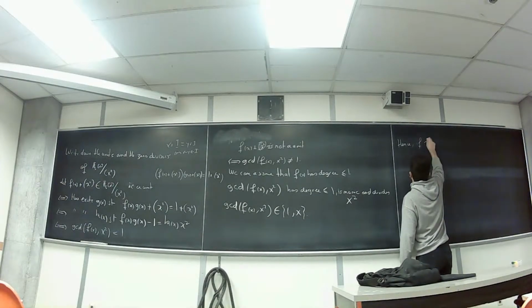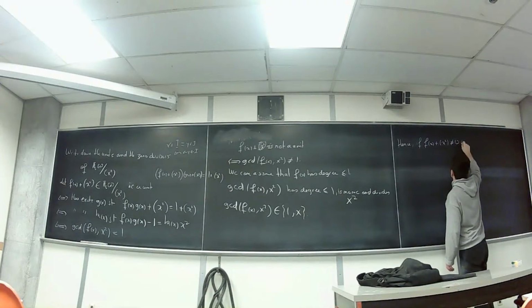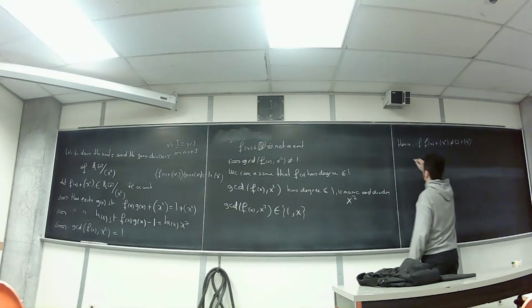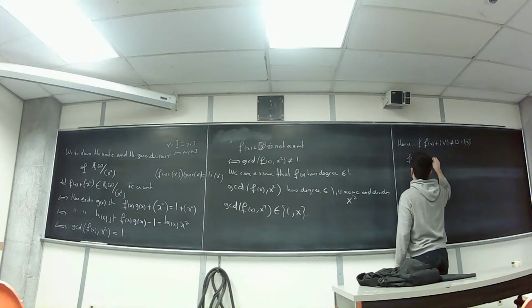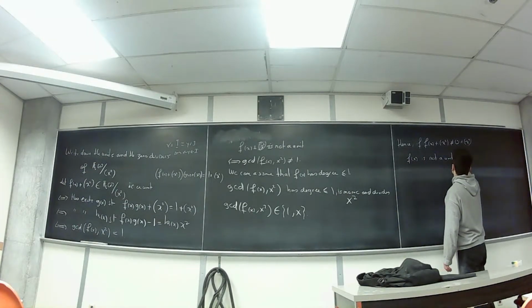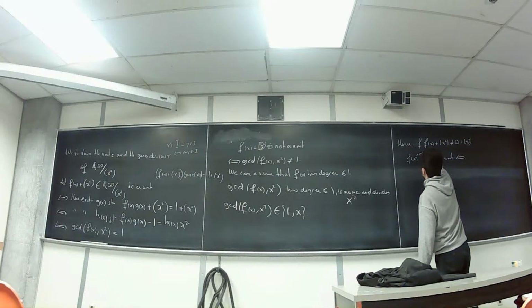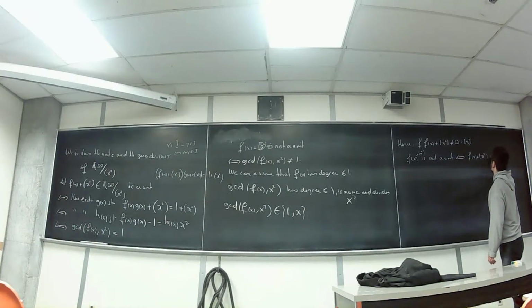If f(x) plus the ideal (x squared) is non-zero in the quotient, f(x) is a zero divisor, is not a unit, if and only if f(x) plus x squared is not a unit, if and only if f(x) plus x squared is a zero divisor, right? Because it's a finite ring.